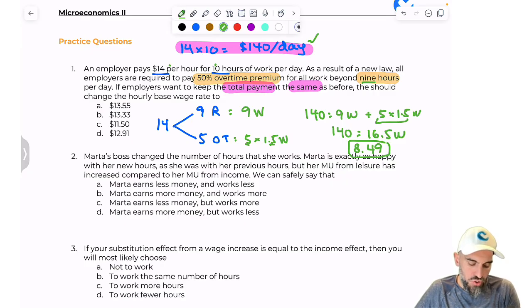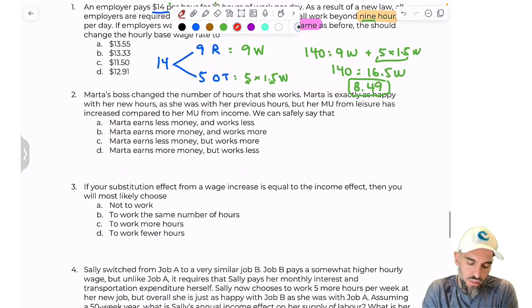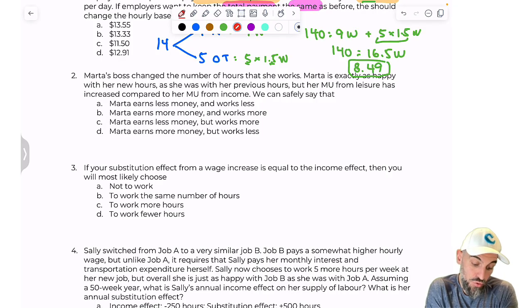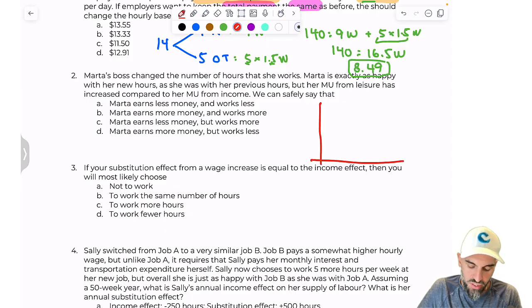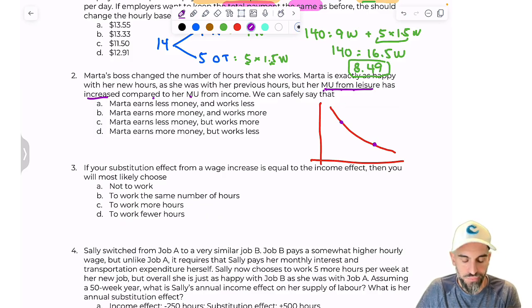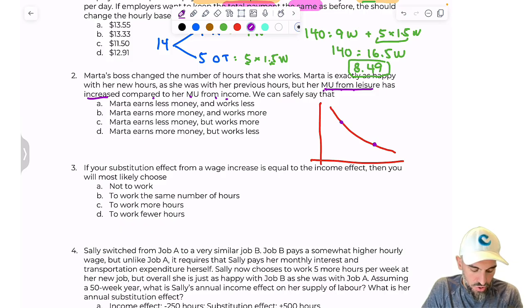Okay. 2, Marta's boss changed the number of hours that she works. Marta is exactly as happy with her new hours as she was with her previous hours. What does that mean? If she's exactly as happy, it means that she's moved to a different point on the same indifference curve. But her marginal utility from leisure has increased compared to her marginal utility for income. What can we say? So here, if the marginal utility for leisure has increased, that means she has less leisure.